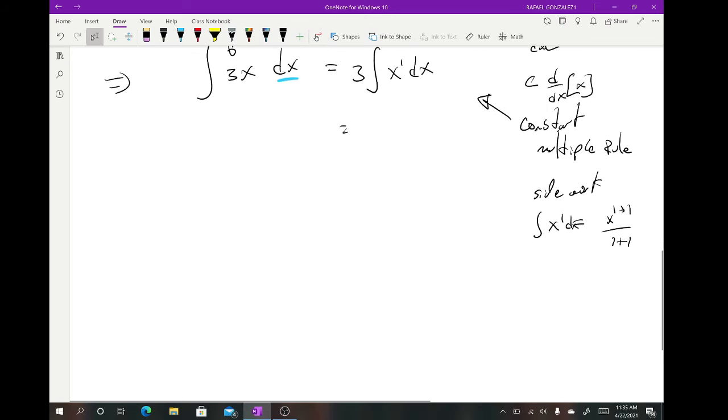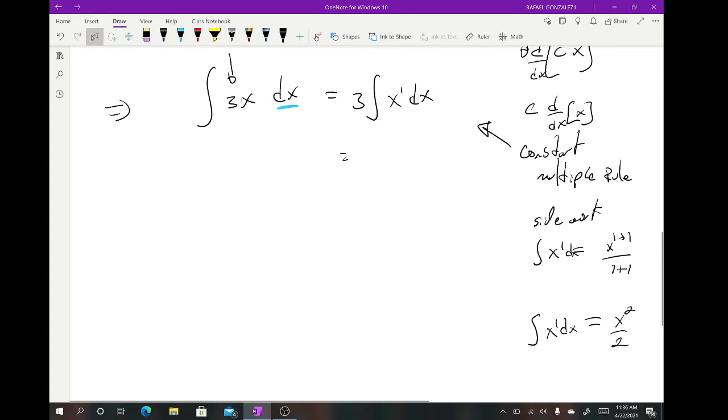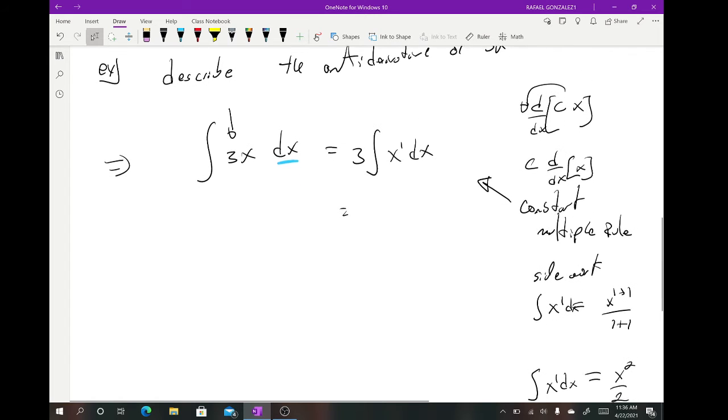So what do I get? Well, 1 plus 1 is 2, so you get x to the 2 divided by 2. So now we know that an antiderivative of x to the first dx is x to the 2 over 2. So what do we get?